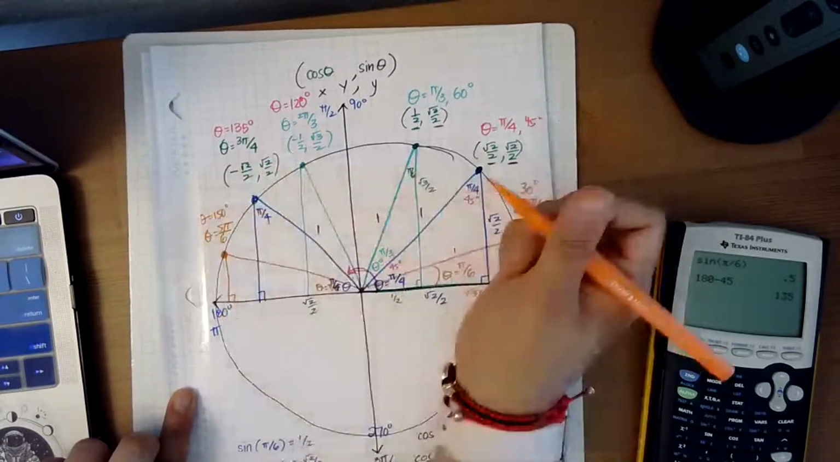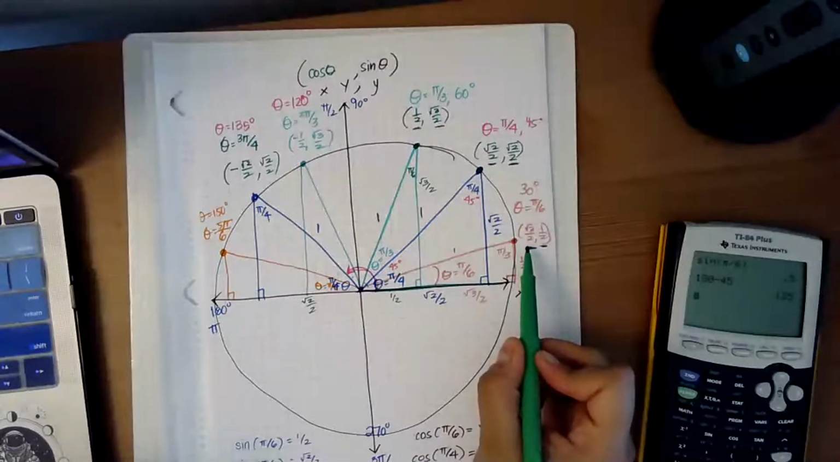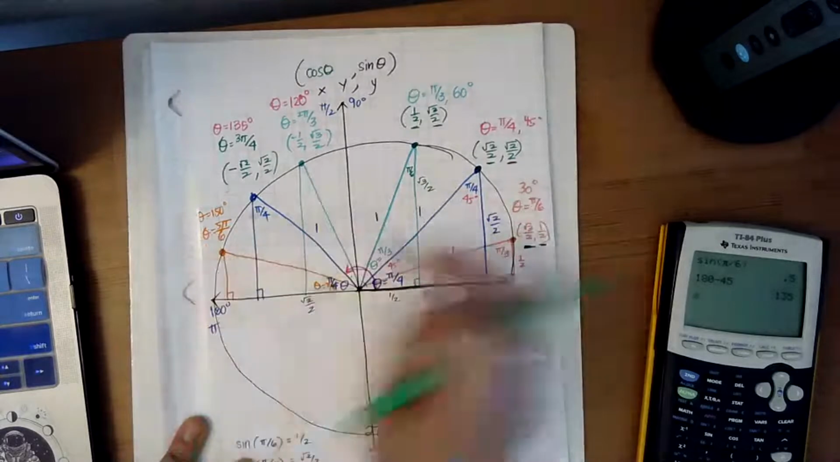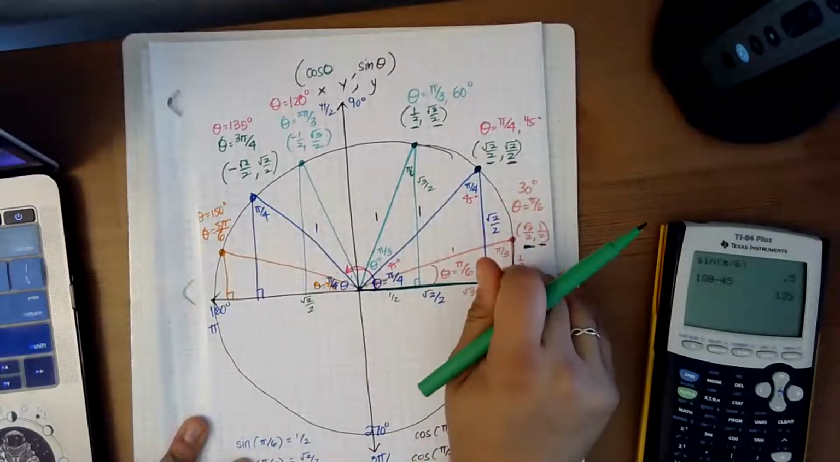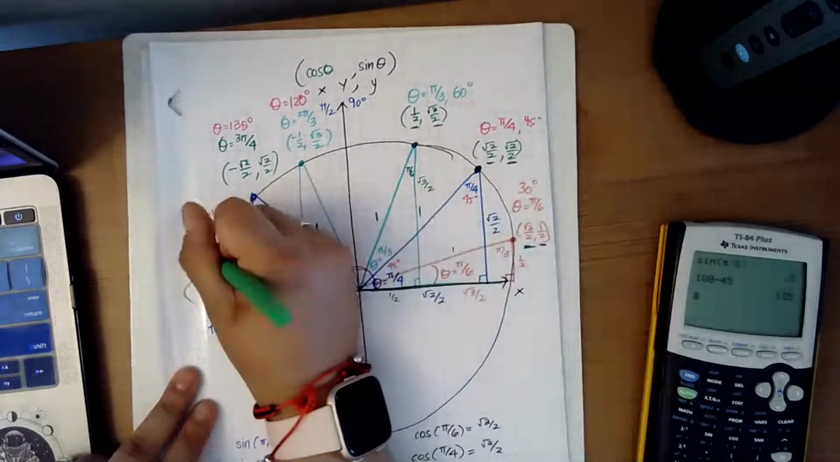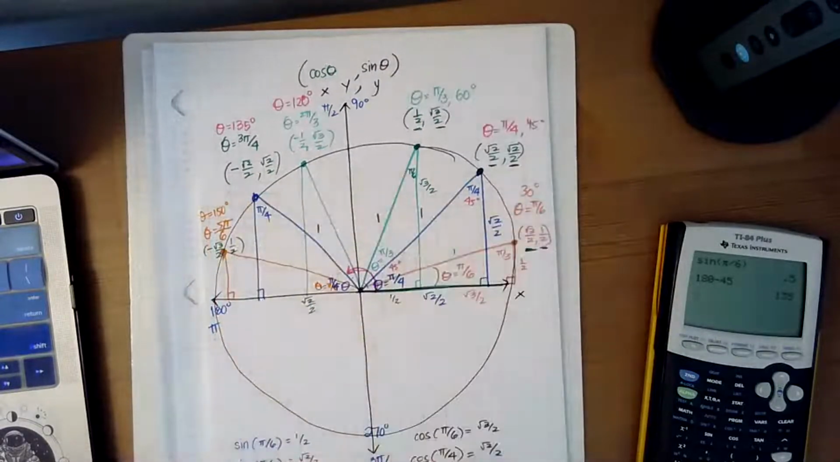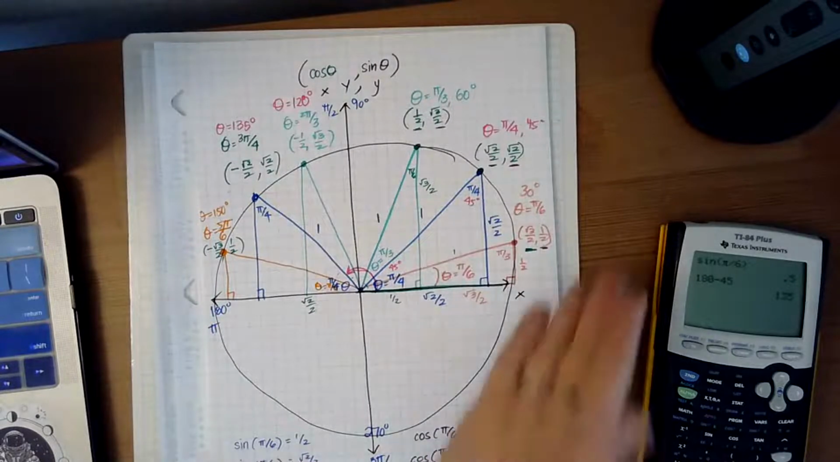5 pi over 6. Okay? So what's that going to be now? Remember, only my x value changes, because it's a reflection against the y-axis. The y value stays the same. The x coordinate value changes to negative. So I have negative radical 3 over 2, comma 1/2. Notice I just built that way.